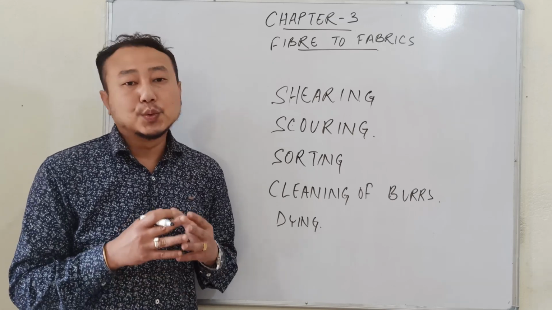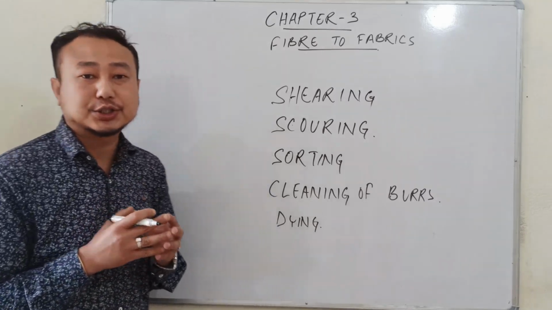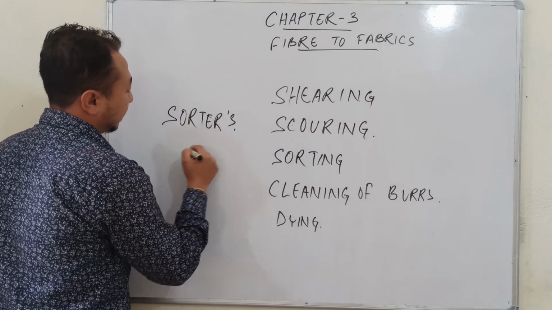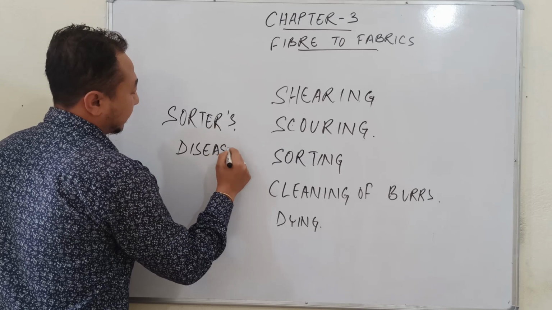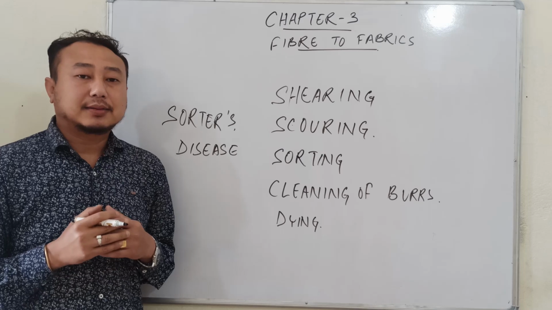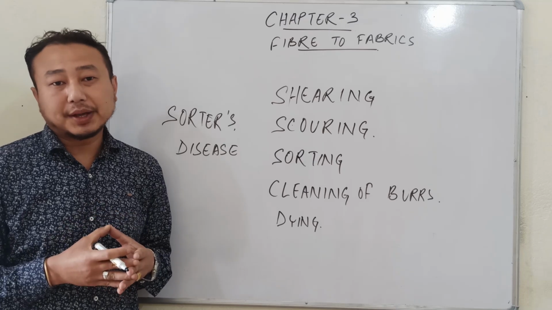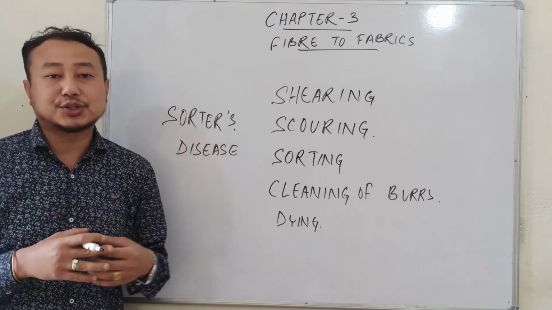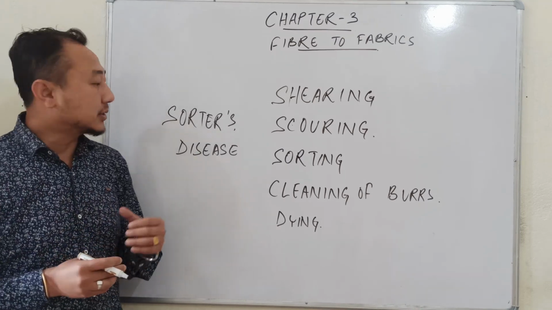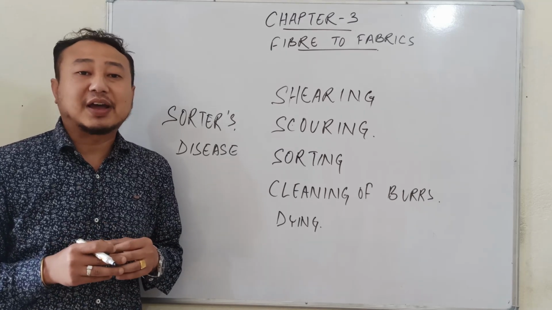Related to these wool-bearing animals or the sheep, there is one very important type of disease which we call Sorter's disease. Sorter's disease is a fatal blood disease that is suffered by the people who rear these wool-bearing animals or who are working in the industries where wool or wool clothes are manufactured. This Sorter's disease is caused by a bacterium known as anthrax, and it affects the blood of the human body.